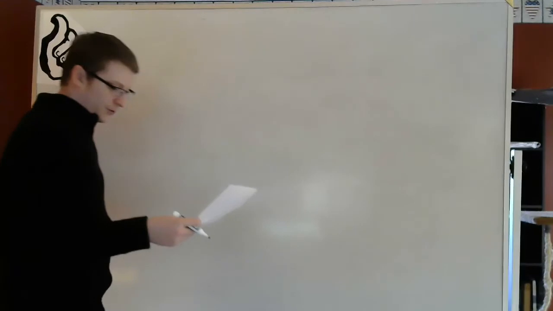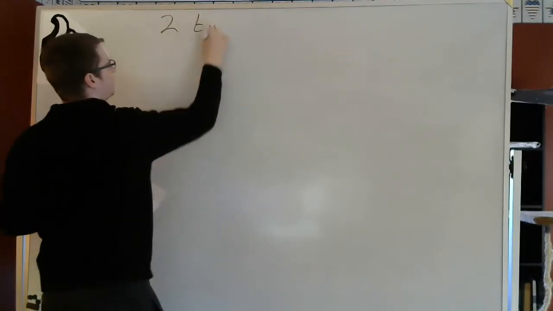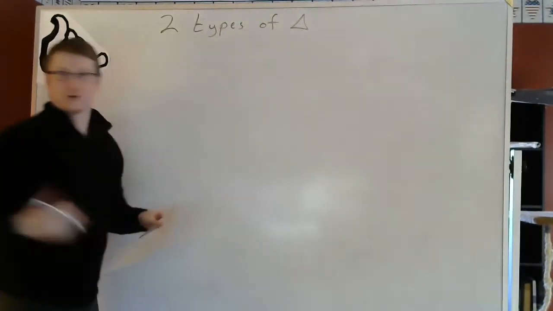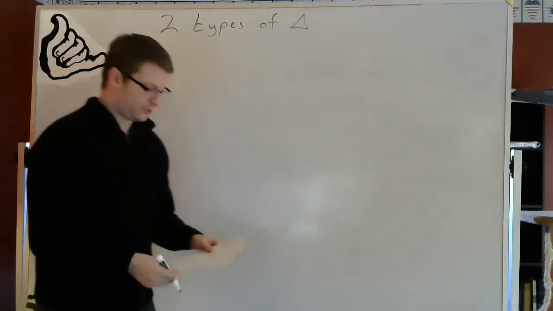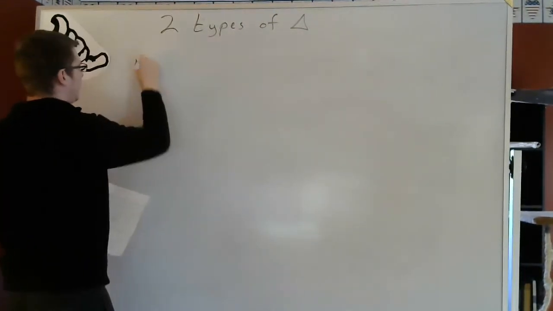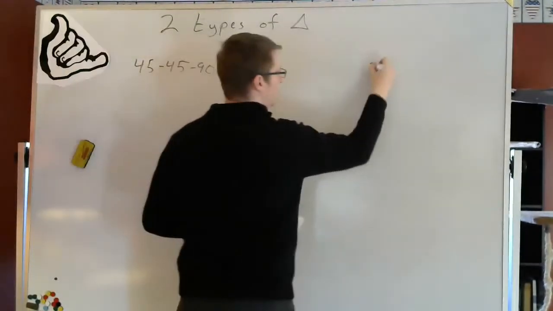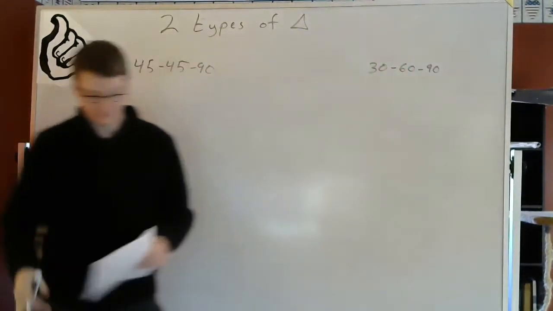All right, so for our geometry here, there are going to be two types of triangles that we would just want to have memorized and know by heart. Those two types of triangles are going to be 45, 45, 90, and also 30, 60, 90 triangles.